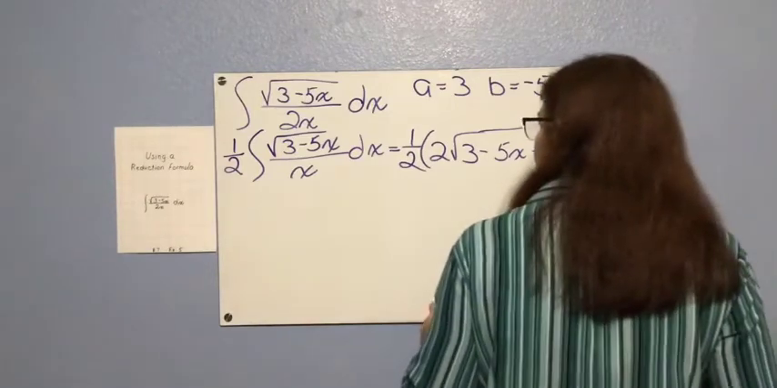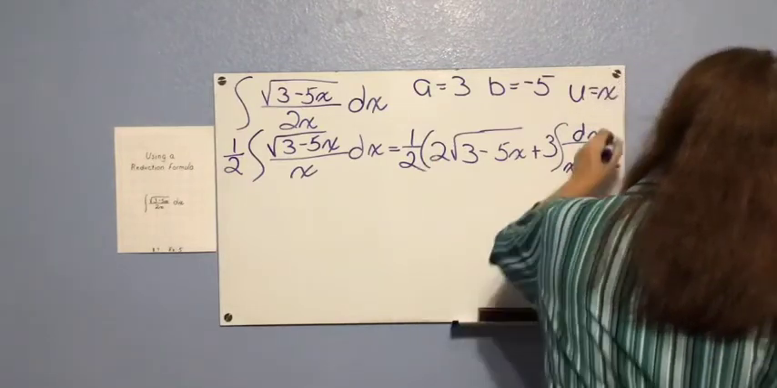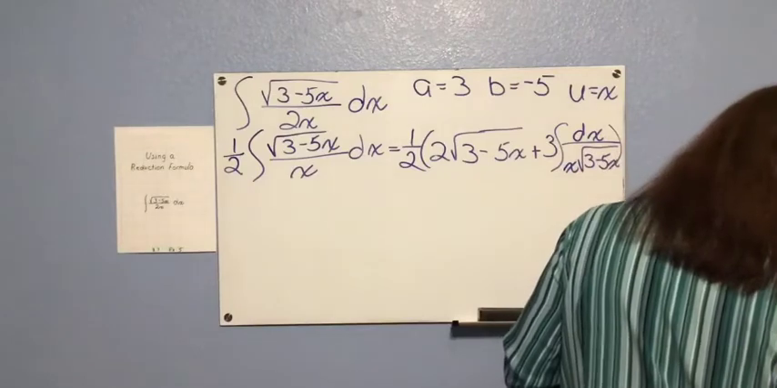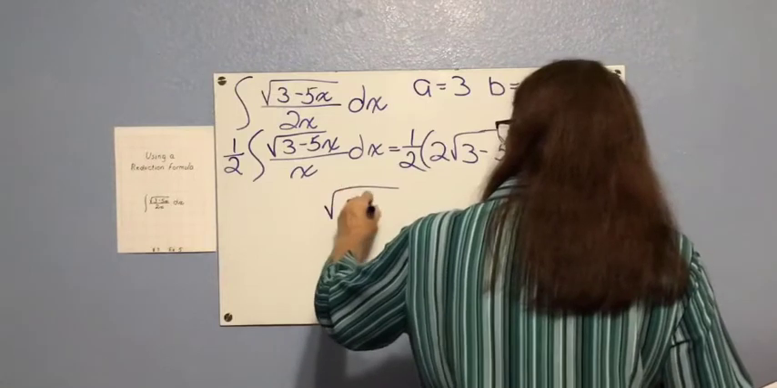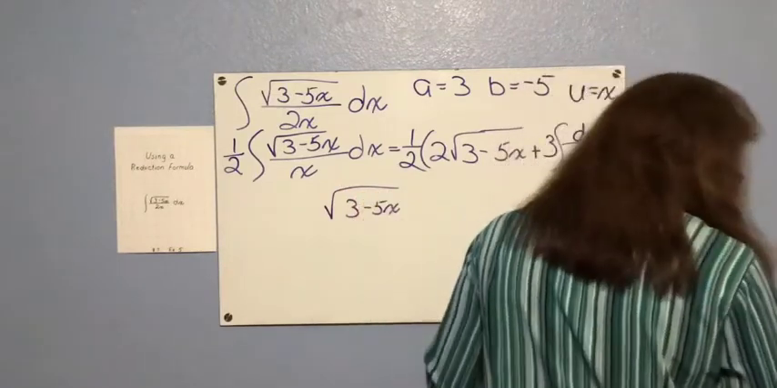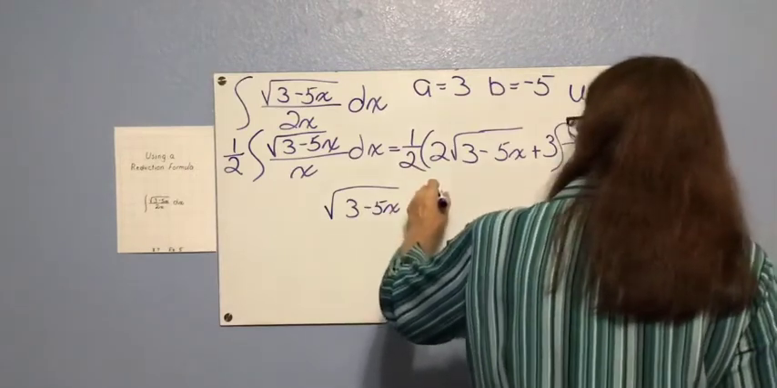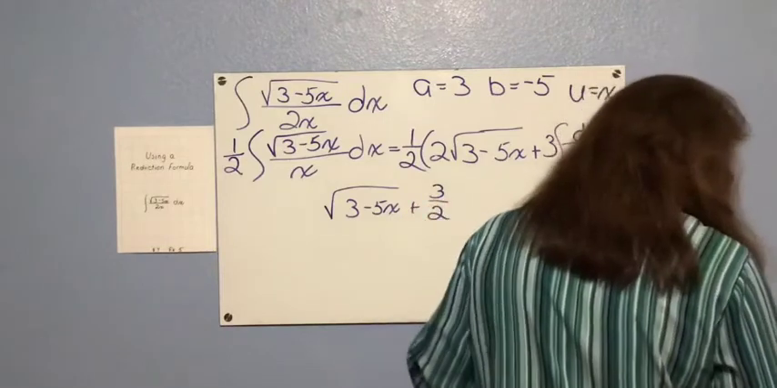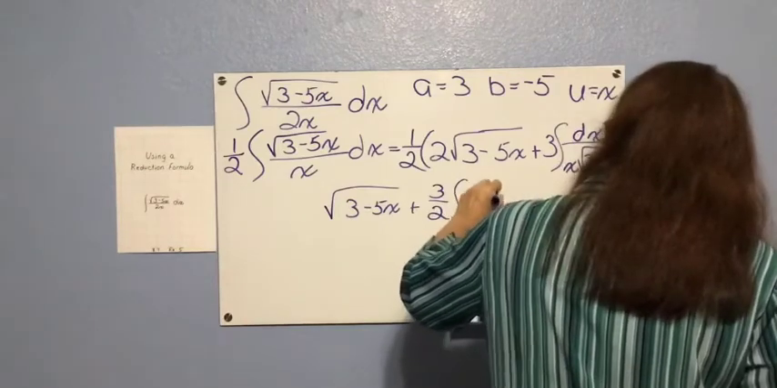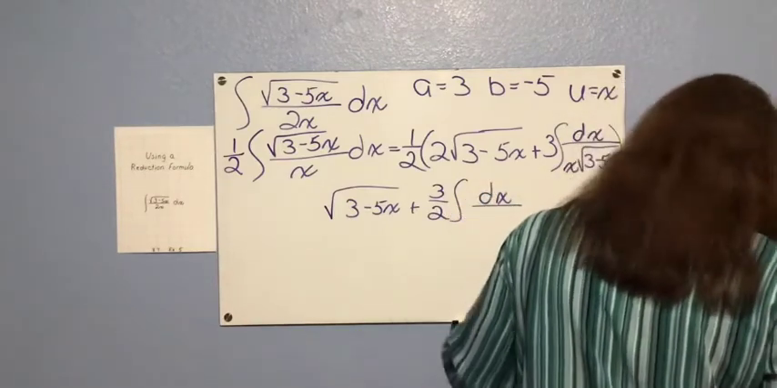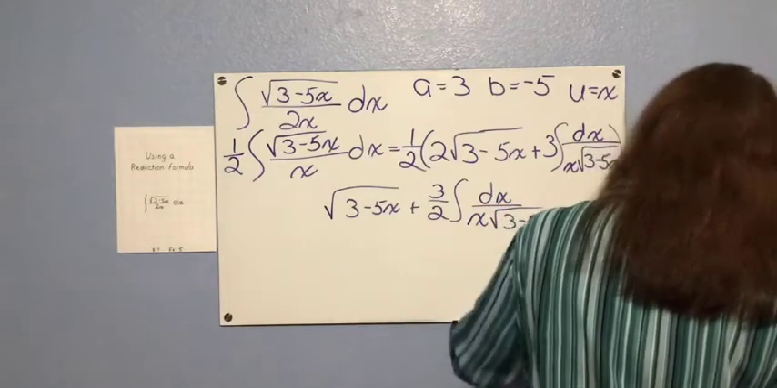Okay, and I can simplify that. The 1/2 and the 2 here cancel out. So this is just going to be the square root of 3 minus 5x. Plus I have a 3 here, and now I have to bring the 2 here. I can't cancel, so I've got 3 over 2 times the integral of dx over x times the square root of 3 minus 5x.